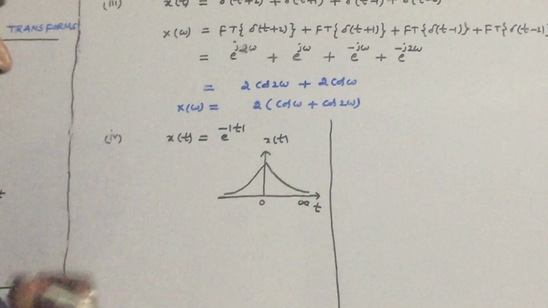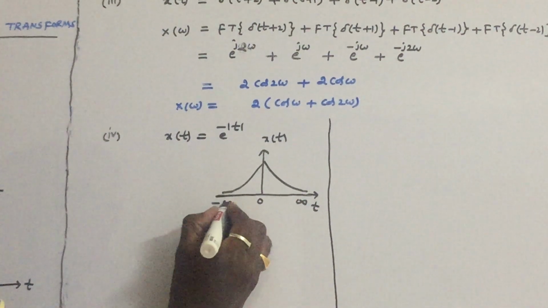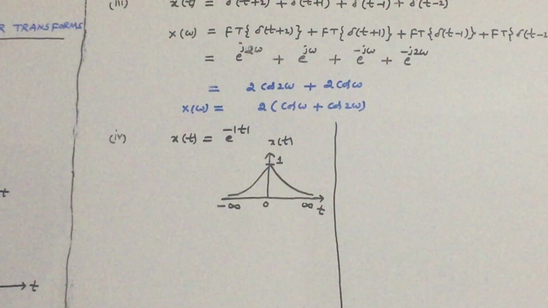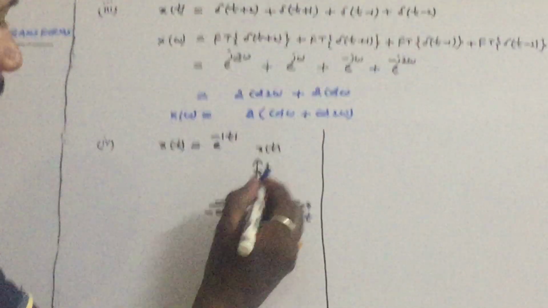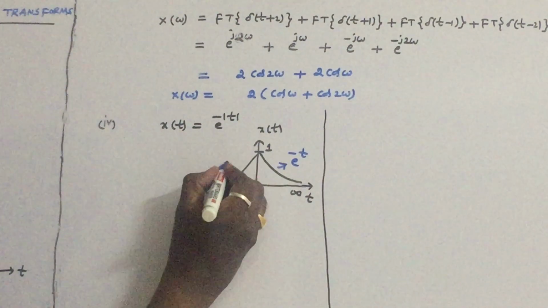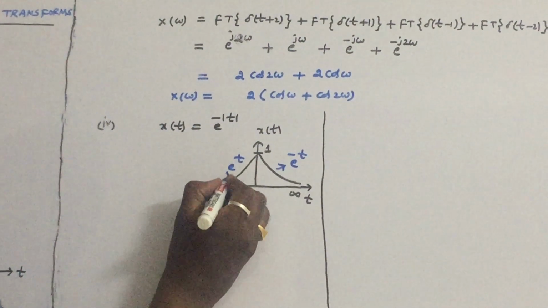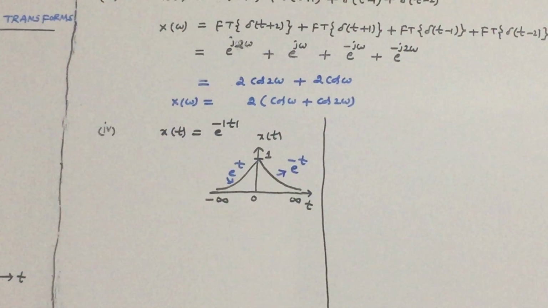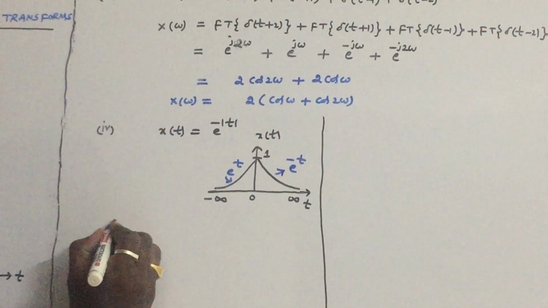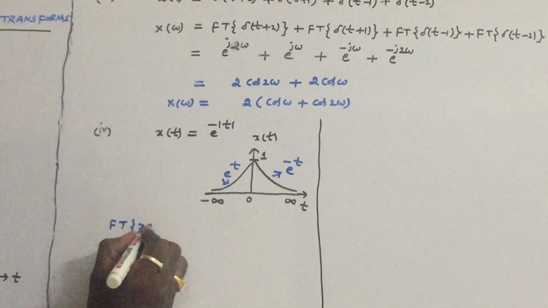At t equal to infinity, it becomes 0. At t equal to minus infinity, it will become 0. Its amplitude is 1. So during this interval, what is the equation of this? e power minus t. During the negative interval, it will become e power t. So therefore, let us substitute in the Fourier transform definition for the Fourier transform of x of t.